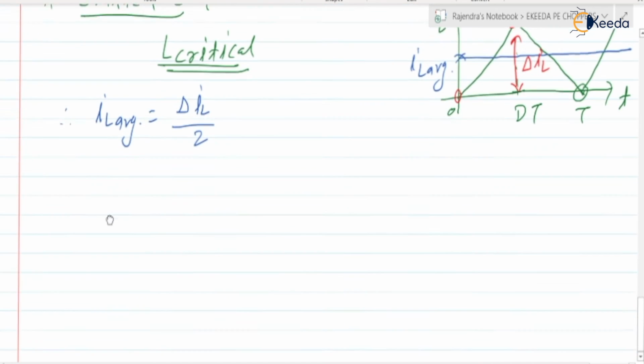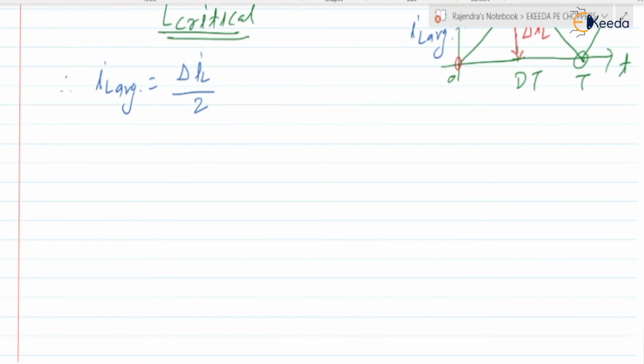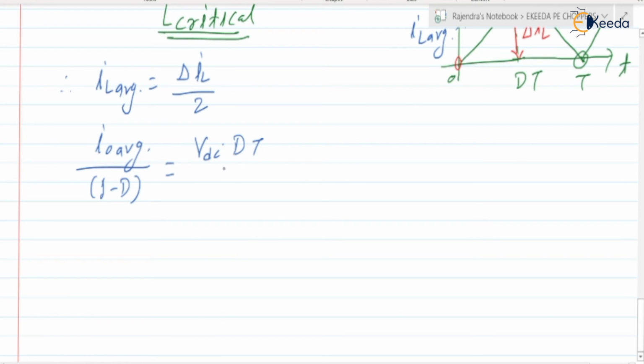Further, what is the IL average we are having? IL average is I0 average divided by 1 minus D, is equal to delta IL. We have derived it already. So it is VDC into dT divided by 2 into, instead of L, L critical.